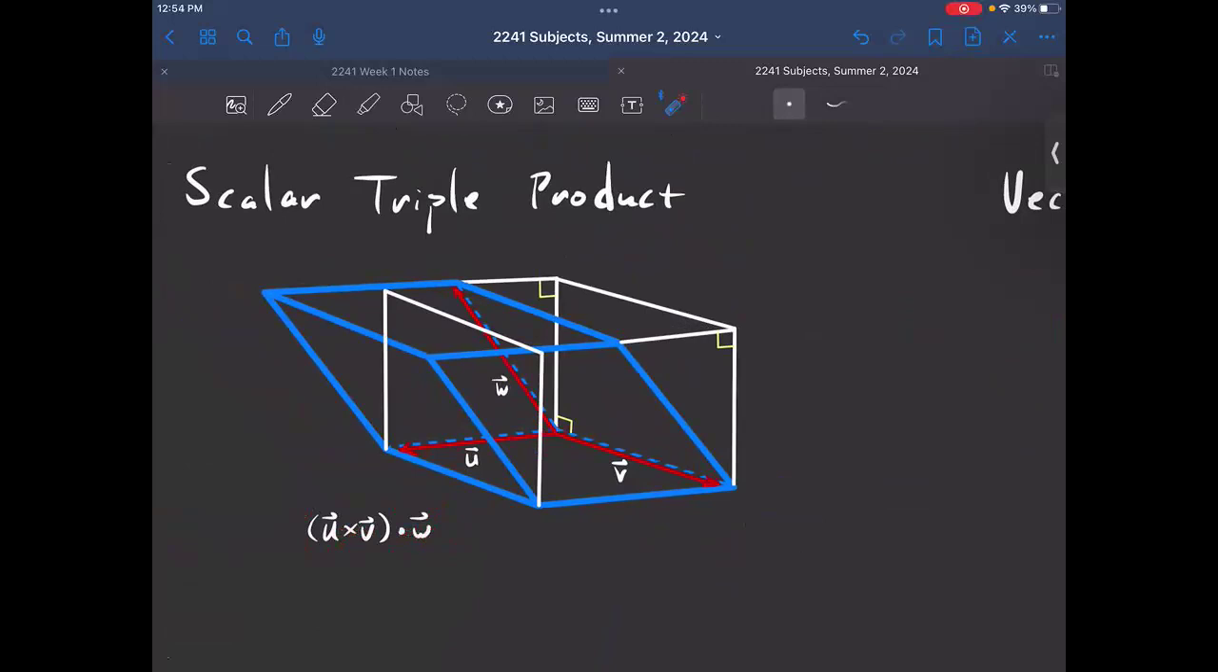U, V, and W. These guys are all pointing in crazy directions, but we can look at the cross product of u and v first and see what that means geometrically. It means the vector pointing in this direction with a specific length. And then, okay, so there's our vector in that direction for the u cross v, and then we dot that with w.